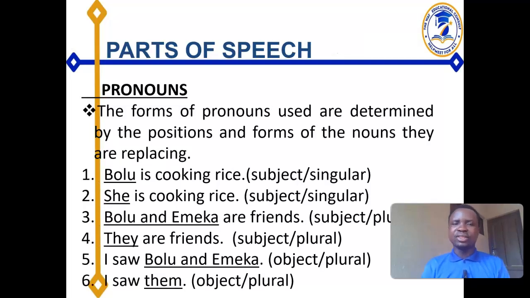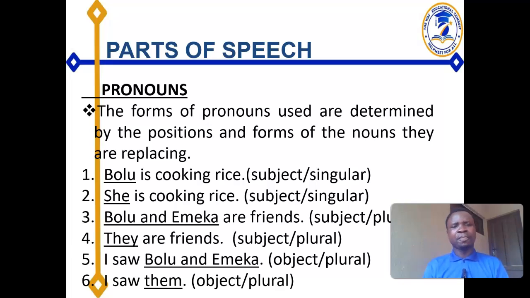Another thing you also need to note is that the forms of pronouns are determined by the positions and forms of the nouns they are replacing. Two things are at play there. The forms of a pronoun will be determined by the position. We have subject position and object position, before and after the verb respectively. Are we following? Then the forms: the noun you want to replace, is it singular? Is it plural? If it is singular, then you are going to go for a singular pronoun in its replacement. And if it is plural, you are going to go for what? A plural pronoun in its replacement.